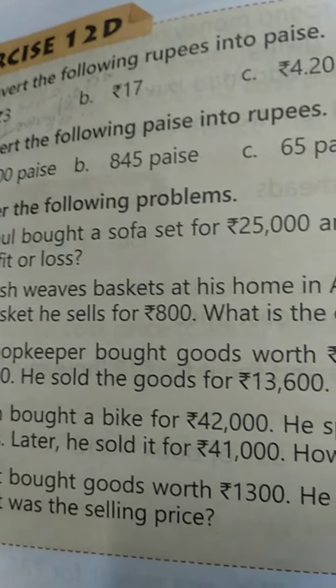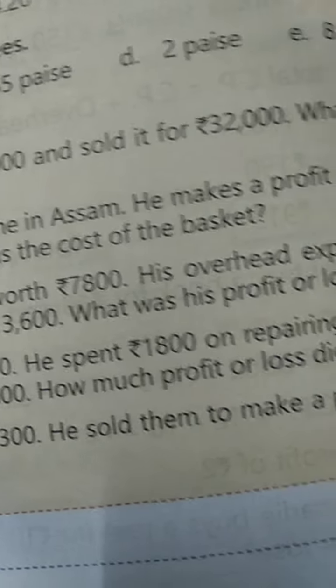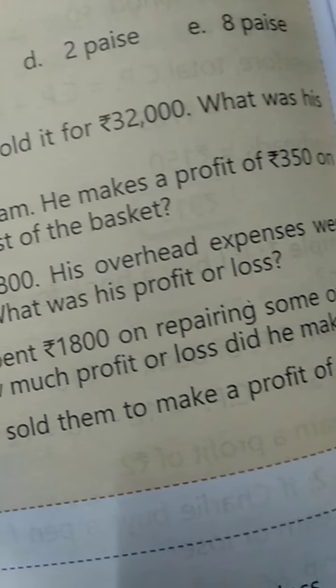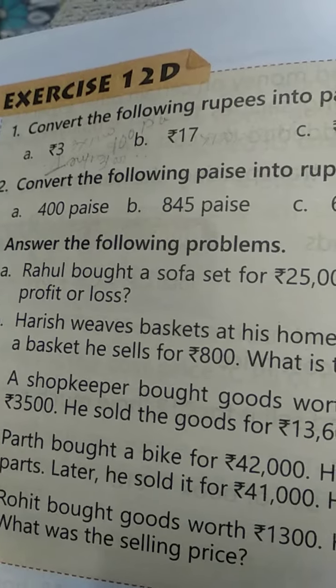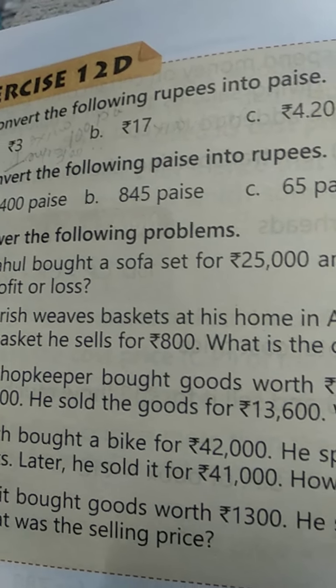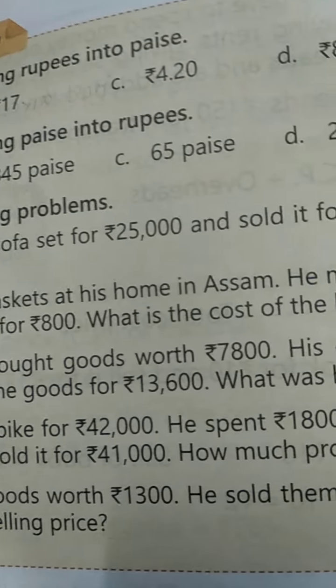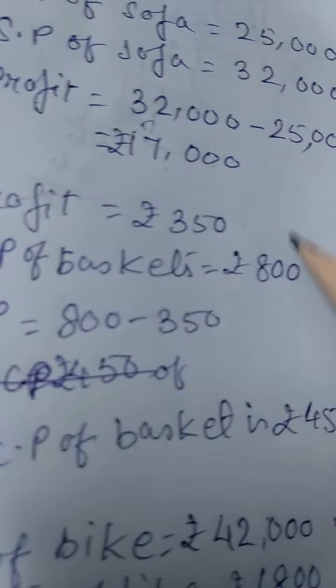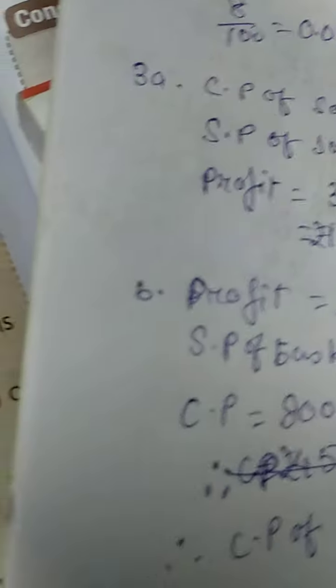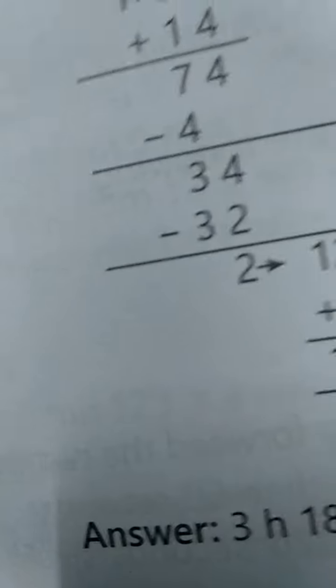Next one is: Harsh weaves baskets at home in Assam. He makes a profit of rupees 350 on a basket. He sells it for rupees 800. What is the cost price? So here we are given the profit and the SP. Now when profit and SP are given and we have to find CP, what do we have to do? We just have to follow the formula.